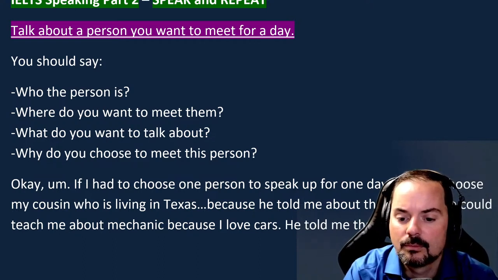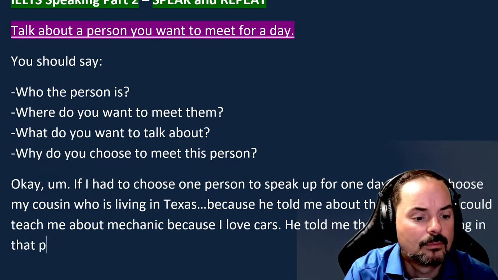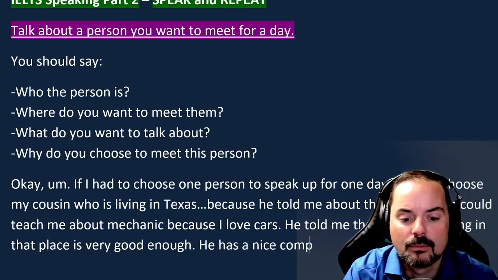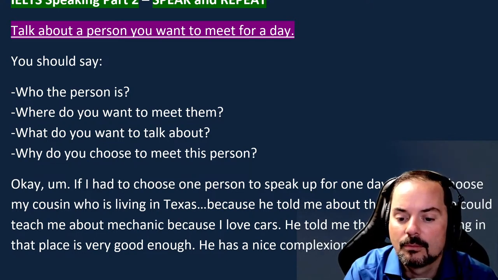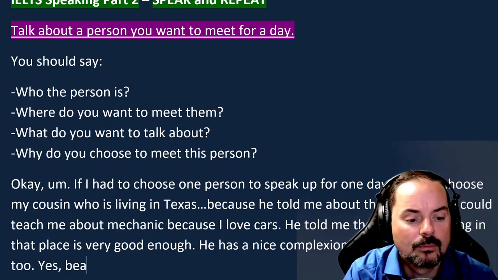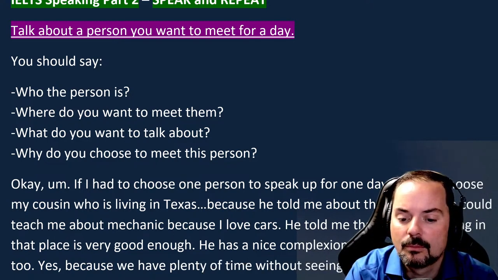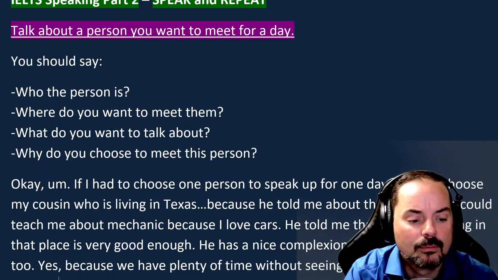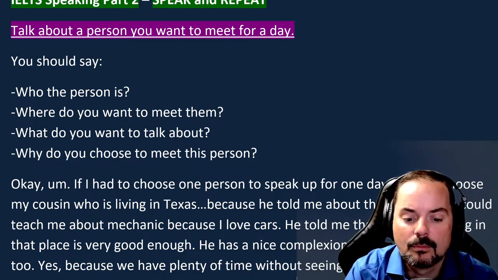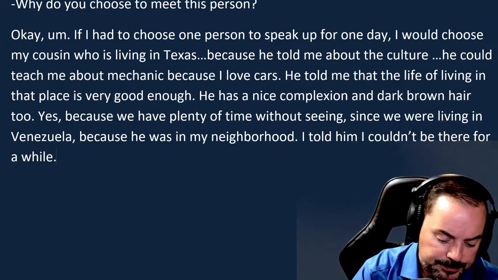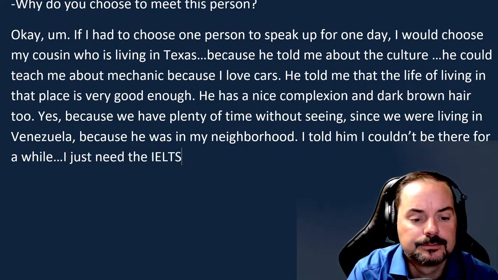So for that reason, the person is neither tall nor short. He has a light complexion and dark brown hair too. And yes, because we have spent plenty of time without seeing each other since we were living in Venezuela. He was my neighbor, and since then, when he moved to Texas, he told me to go there. But unfortunately, I told him that I couldn't be there for a while because I'm preparing for the IELTS test to move to Canada. Because Canadian immigration told me that I just need the IELTS certificate. That's the only reason that I want to see him again.